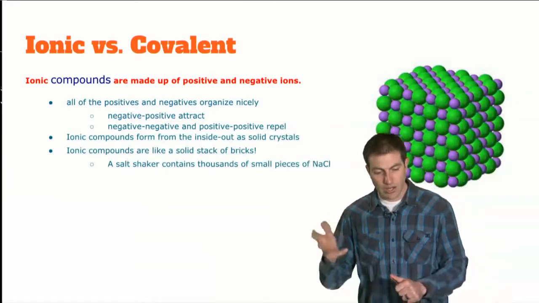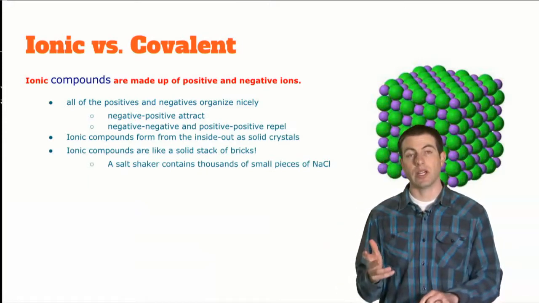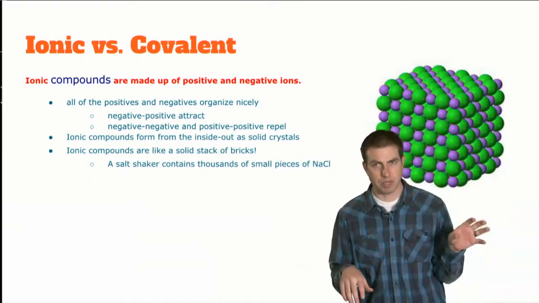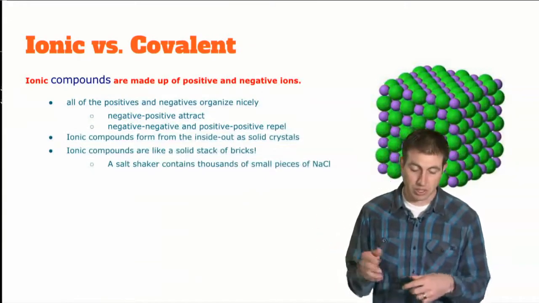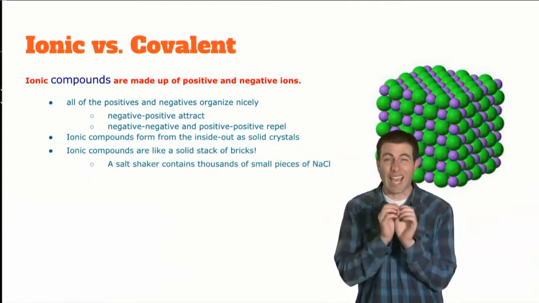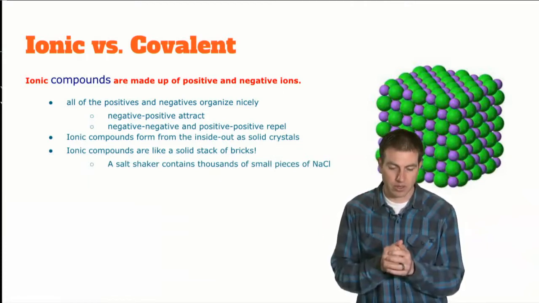So ionic compounds, we've talked about this already. It's made up of metals and nonmetals. You have a positive ion, which is your metal. You have a negative ion, which is your nonmetal. The positives and negatives attract each other, they stick together. The electrons actually get transferred from one atom to the other.